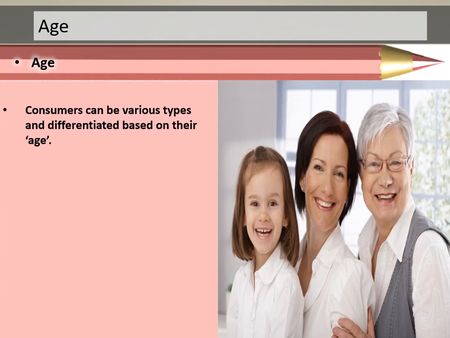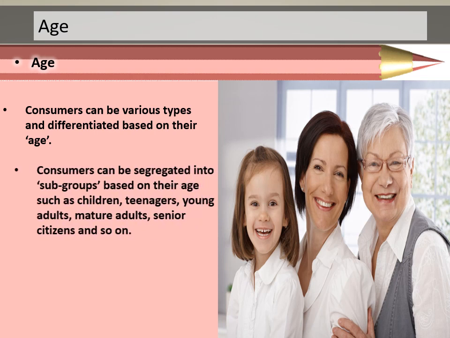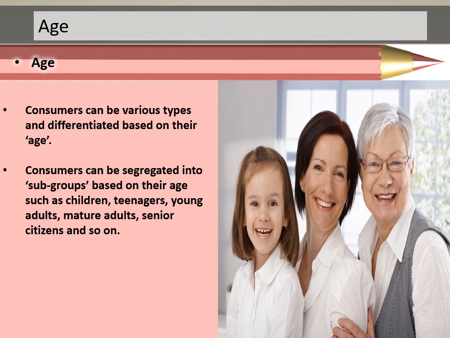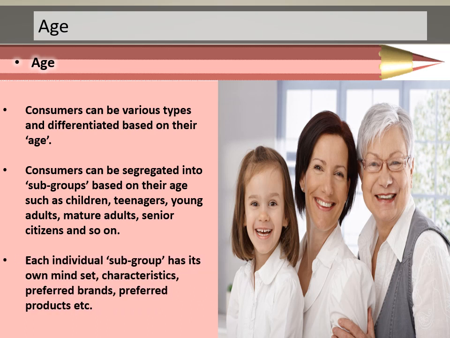Age. Consumers can be various types and differentiated based on their age. Consumers can be segregated into subgroups based on their age, such as children, teenagers, young adults, mature adults, senior citizens, and so on. Each individual subgroup has its own mindset, characteristics, preferred brands, preferred products, etc.